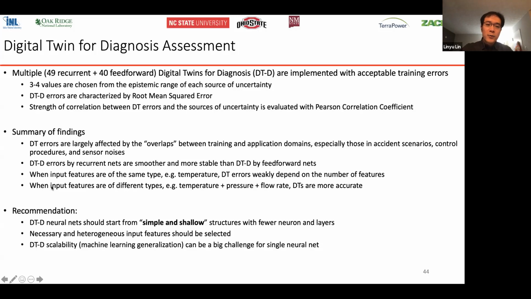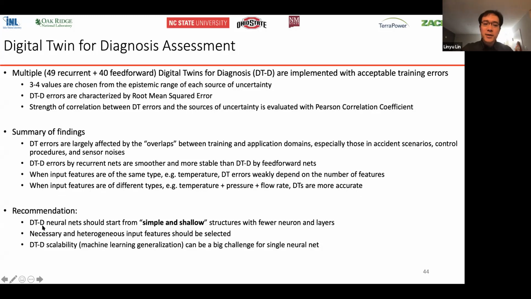We also found that when input features are of the same type, for example, temperature, which is the only variable we're using as the input, the digital twin error starts to depend only weakly on the number of features. More temperature inputs may not help to improve the performance of the diagnosis. However, when the input features are of different types, for example, we use temperature, pressure, and flow rates at the same time, we found the digital twins are more accurate and more robust against sensor noise.